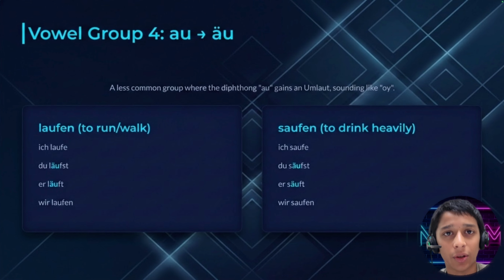Group 4 is smaller but follows the same logic. The diphthong AU gains an umlaut, producing a sound similar to OY. Only du and er, sie, es are affected. Laufen, to run or walk. Ich laufe, du läufst, er läuft, wir laufen. Saufen, to drink heavily. Ich saufe, du säufst, er säuft, wir saufen. This pattern holds. Singular shift for du and er, sie, es, regular forms for ich and all plurals. If you internalize this single principle, strong verbs become far less intimidating.